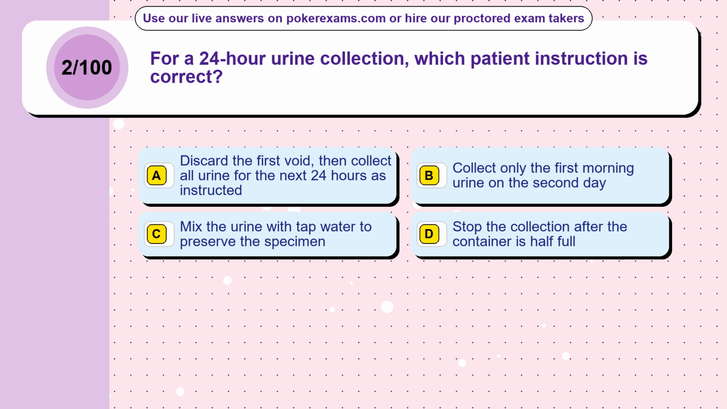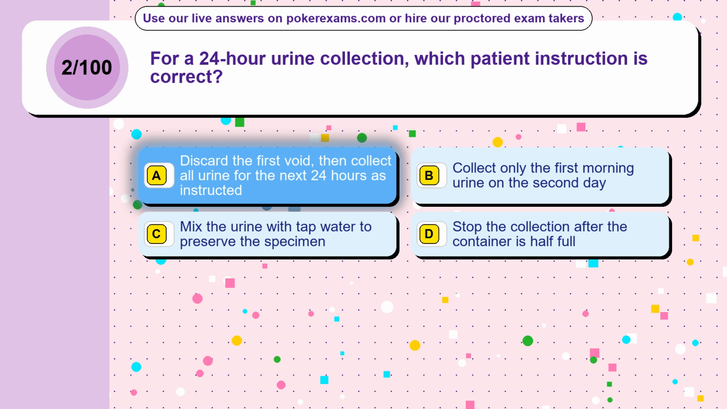Option C. Mix the urine with tap water to preserve the specimen. Option D. Stop the collection after the container is half full. The correct answer is option A. Discard the first void, then collect all urine for the next 24 hours as instructed.